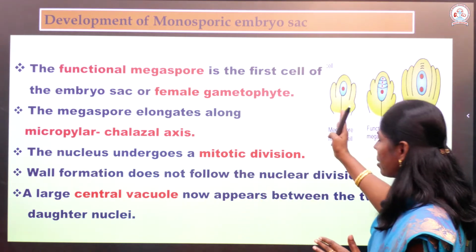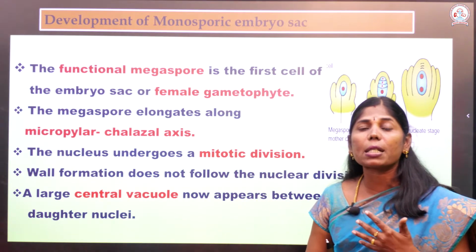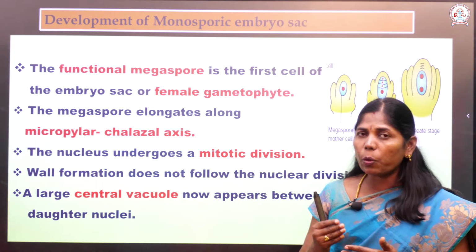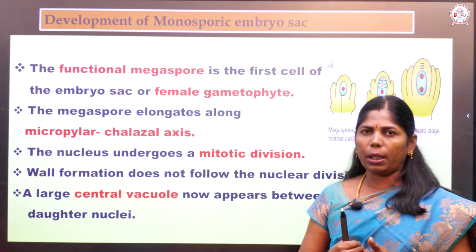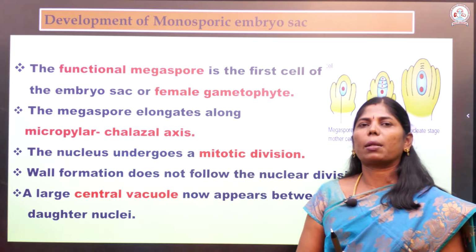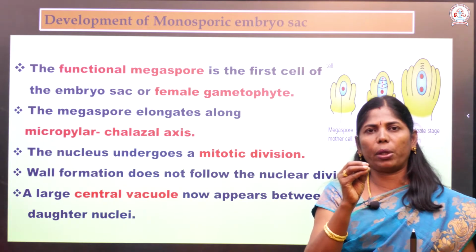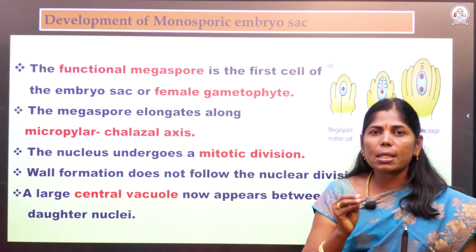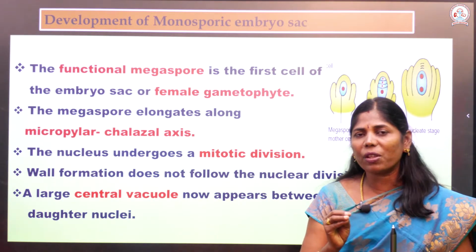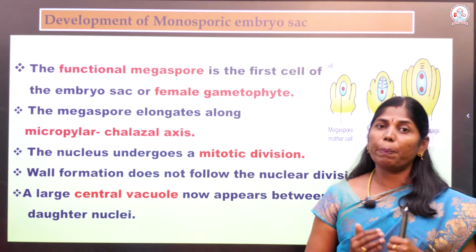Before this, you must know about it. The functional megaspore is the first cell of the embryo sac, so how is the functional megaspore formed? It is formed from the archesporial cells. And how is the archesporium formed? From the hypodermal cells. Once again, you have to recall that a single hypodermal cell is present at the apex of the nucellus. That acts as the archesporial cell. The archesporial cell undergoes division. What type of division occurs in the archesporial cell? It is a transverse division, that is a periclinal division.